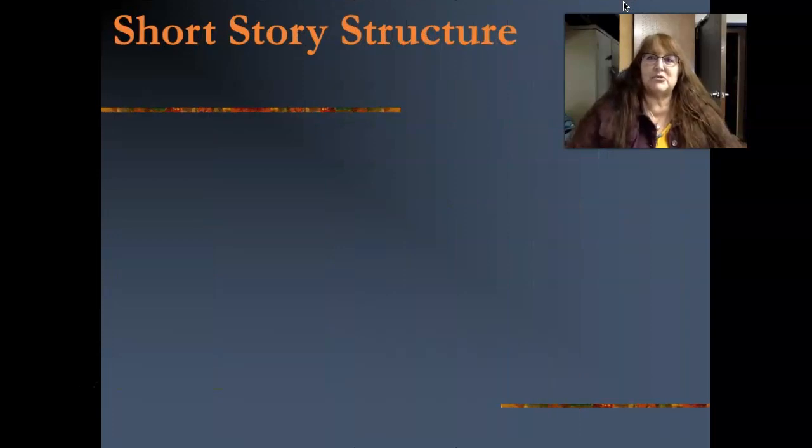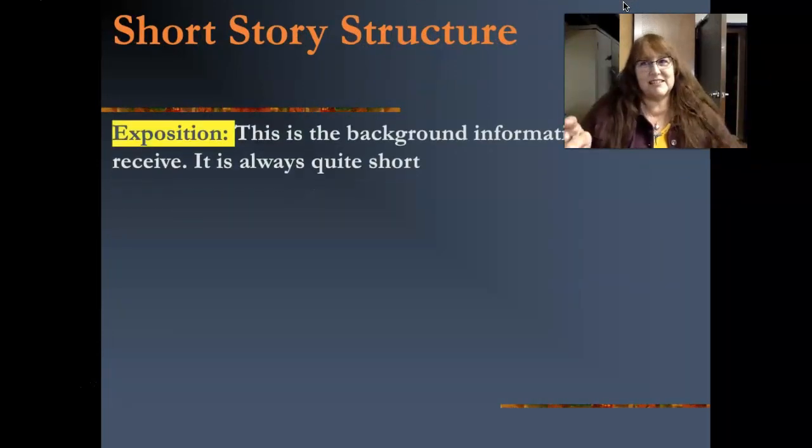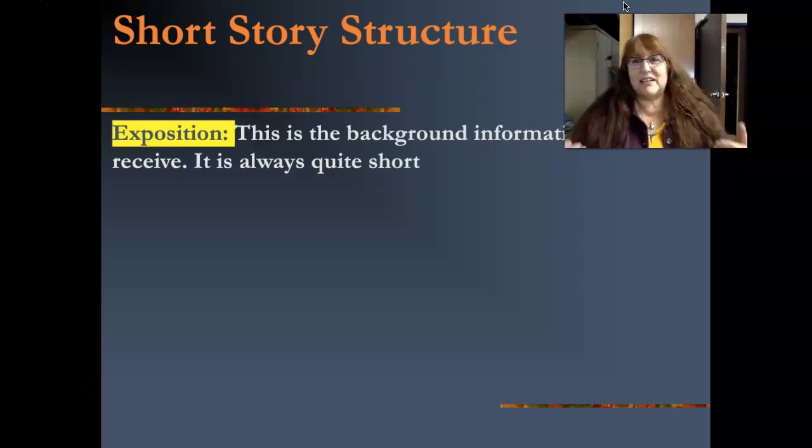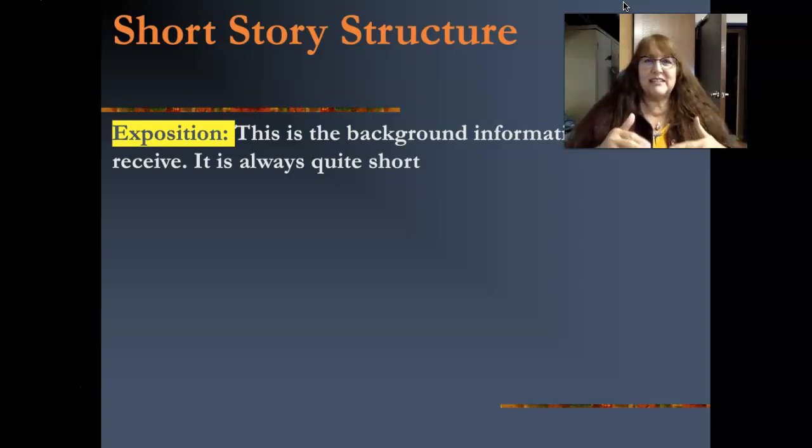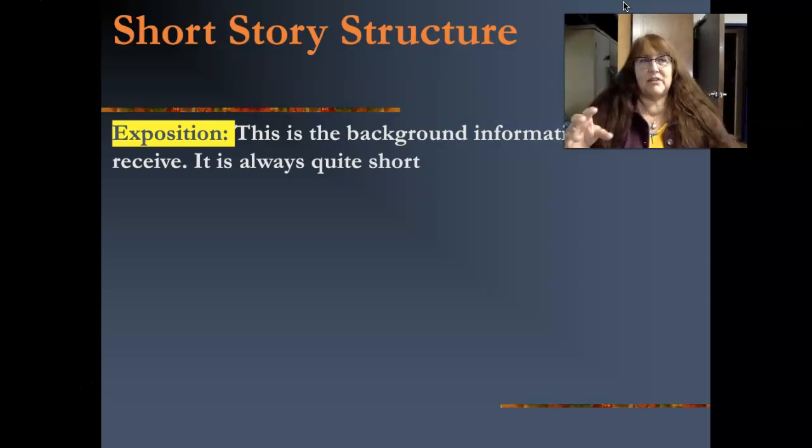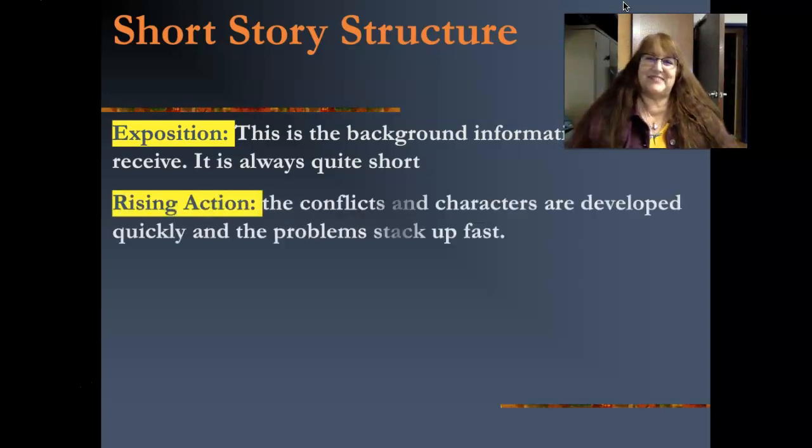So here's your short story structure. Notice I didn't stutter at that time. Exposition is always the beginning, and because it's a short story, it's usually compressed and small. It's all the background information you get in the beginning. First page. It's always quite short because it's a short story, whereas in To Kill a Mockingbird, it was like 10 chapters, right? And you have rising action.